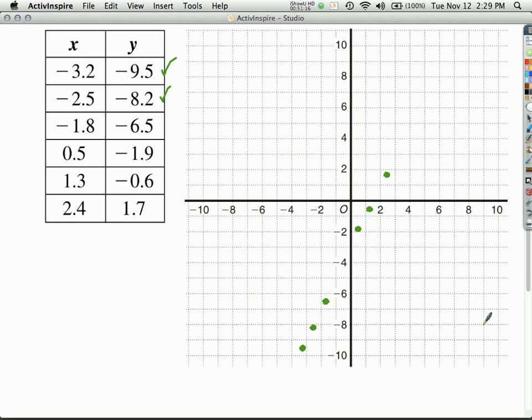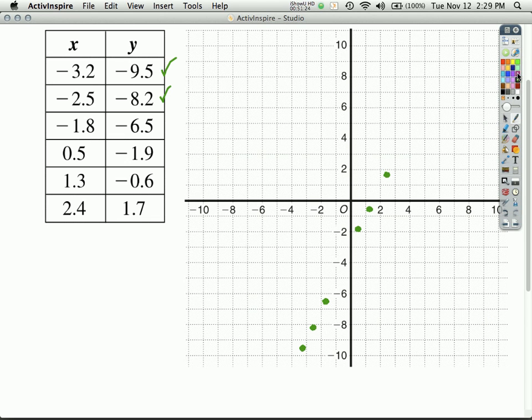Does anyone have any questions on how he's constructed the scatter plot? Now we need a line of best fit. So now we have to try, and you can use your ruler to kind of experiment and see where you want the line to be.